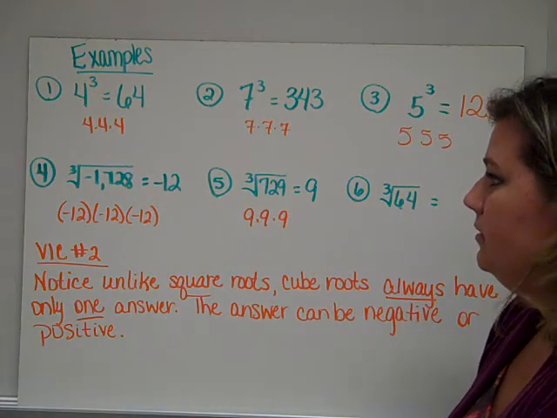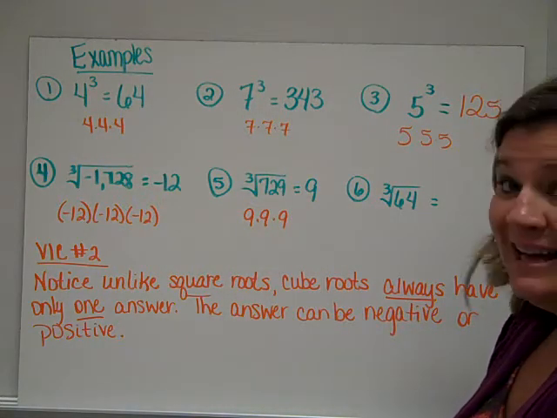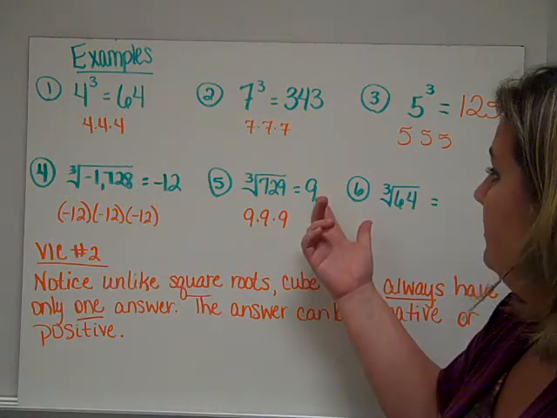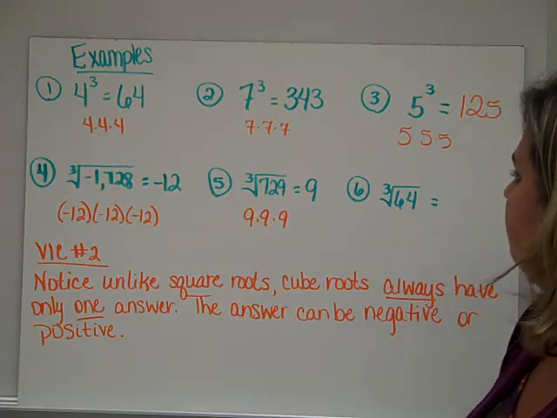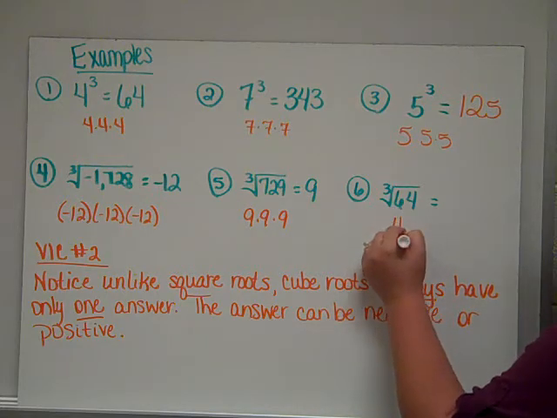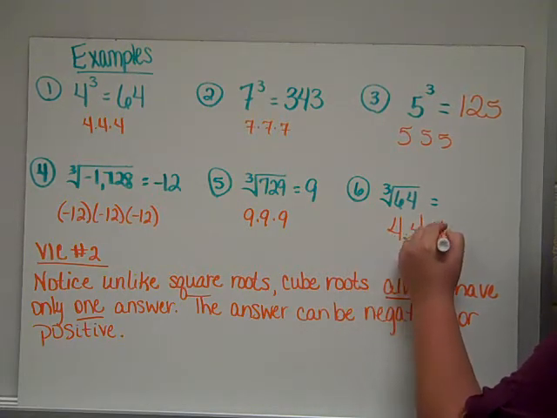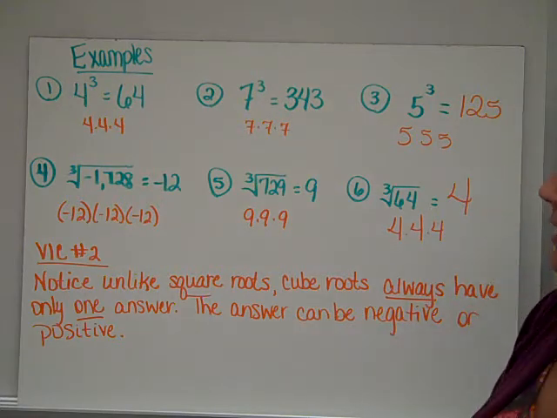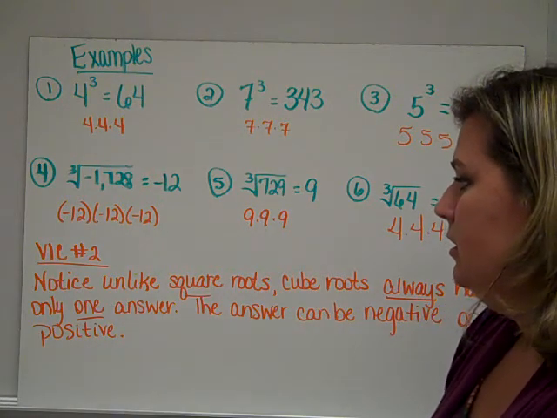Example number 5. The cube root of 729. Well, that's 9 times 9 times 9, so I know that that is 9. So the cube root of 64 equals 4 times 4 times 4, so I know the answer to that is 4. All right, so fact number 2.